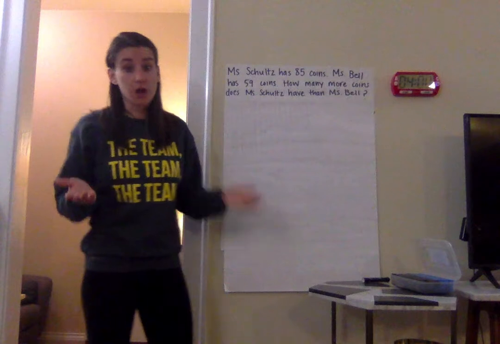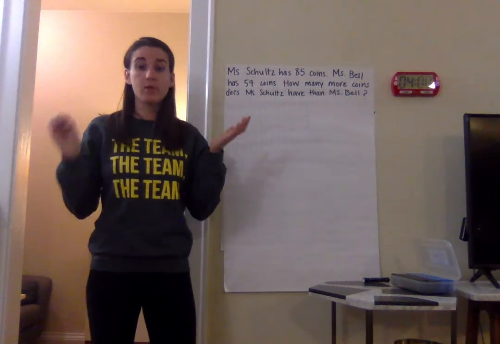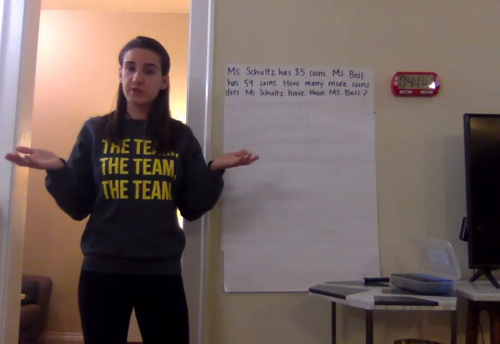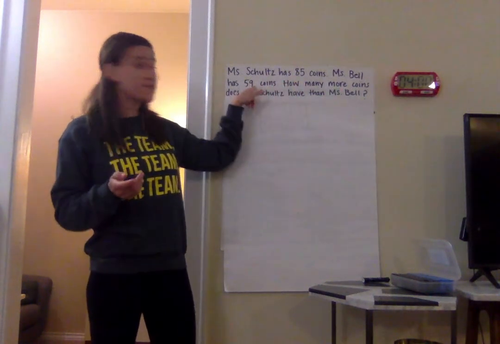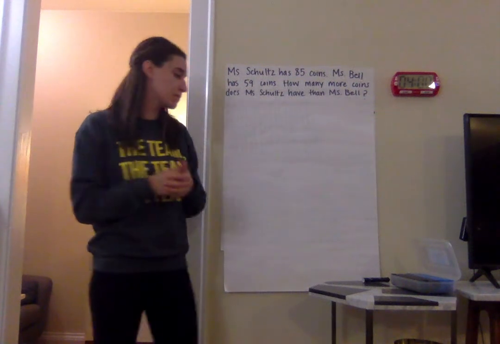One way that we can compare two numbers is we can take the larger number and take away the smaller number from that. We can find the difference between those two numbers by doing subtraction. So I'm going to do 85 minus 59 to figure out how many more I have than Ms. Bell. Let's start with that.